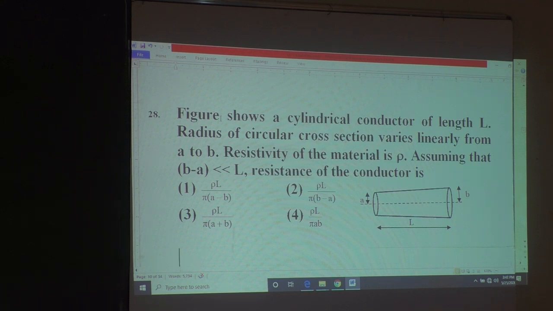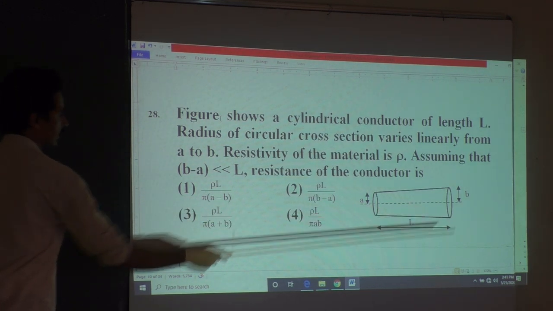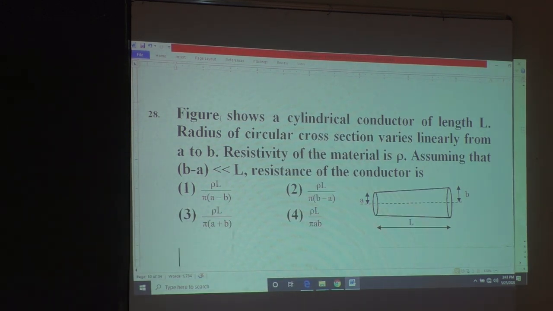Figure shows a cylindrical conductor of length L and radius of circular cross section varies linearly from A to B. That means it is a uniform change of that radius as you move from A to B. So as you move from A to B, the area of cross section is increasing. Resistivity of the material is rho. So it is throughout, everywhere.